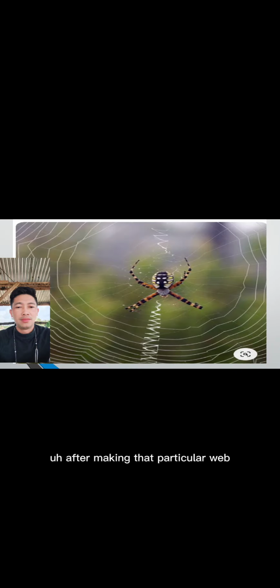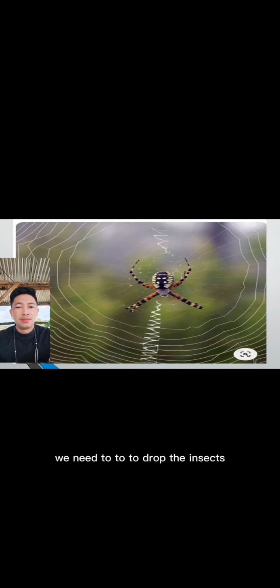Now, after making that particular web, this is what happens. The spider is in the middle, ready to trap the insects, ready so that when an insect is trapped, it has something to eat. Similarly, through the research web, we can also develop a very well-founded research paper, a very well-founded research study.